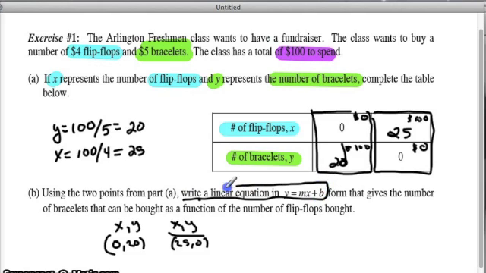In y equals mx plus b form, I have to stop again. m equals, b equals, x equals, y equals. Okay. Write a linear equation in y equals mx plus b form that gives the number of bracelets, y, that can be bought as a function of the number of flip-flops, x, that can be bought. So we start with m and b. We need our m and our b.